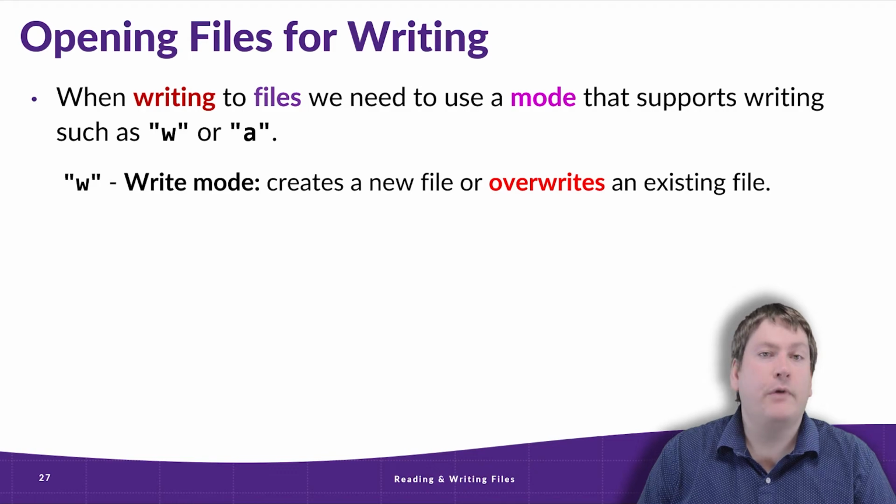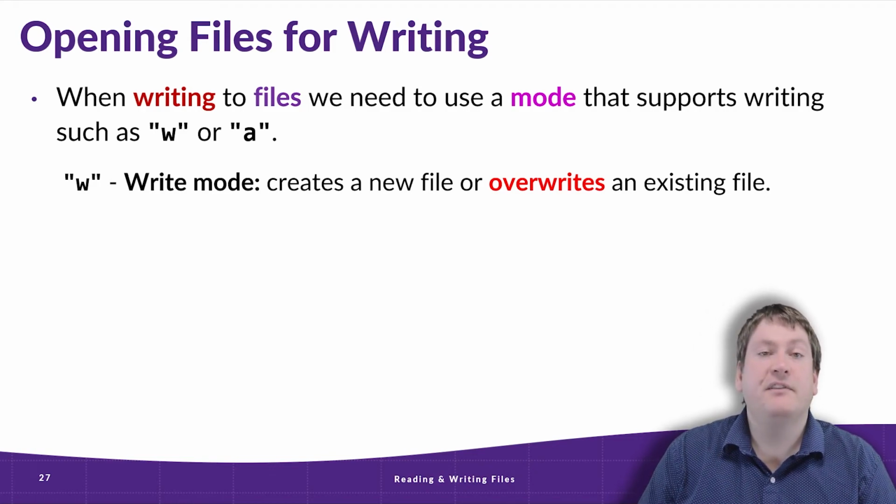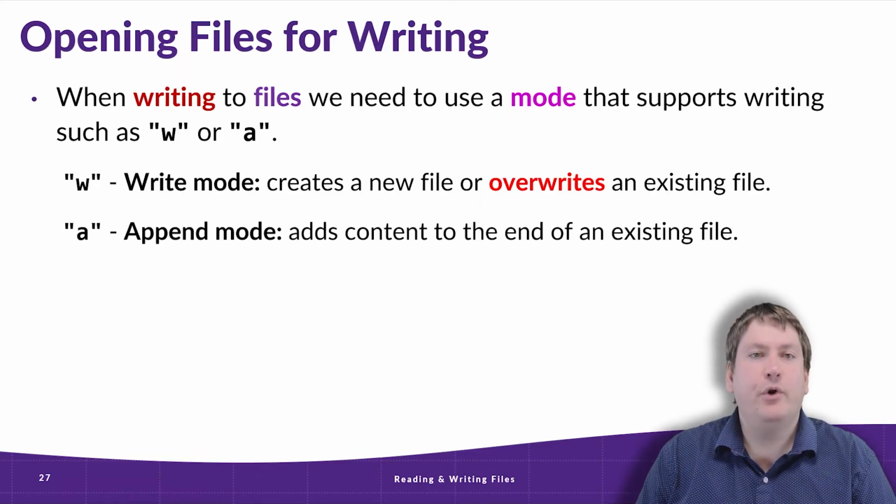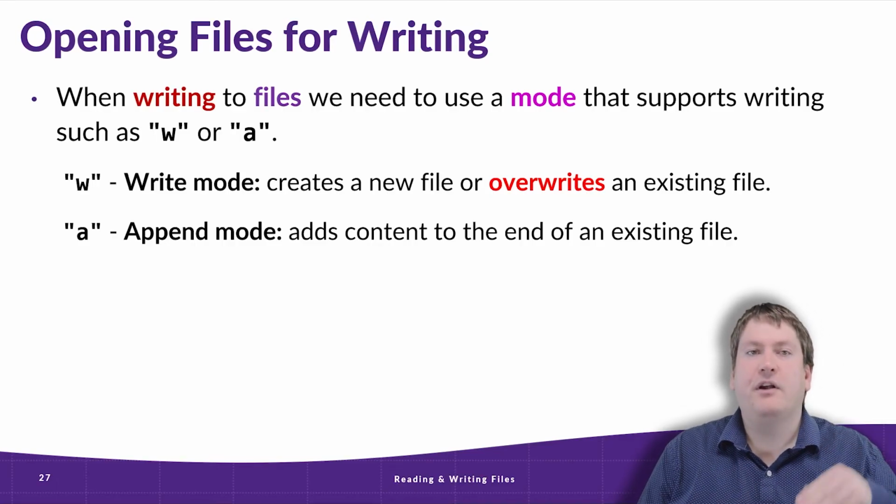The W mode, or write mode, creates a new file or overwrites an existing file. So that means if this file already exists, it's going to replace it. The other mode, A, or append mode, adds content to the end of the file instead of replacing the file. So if the file already exists, it's going to start adding lines to the end, just like if the file pointer was already at the end of the file.